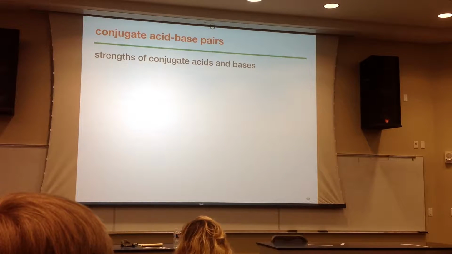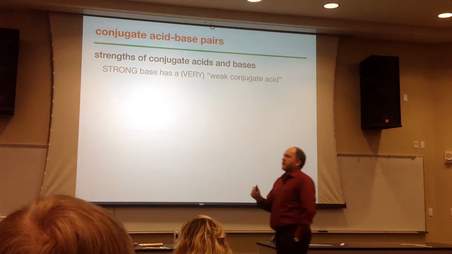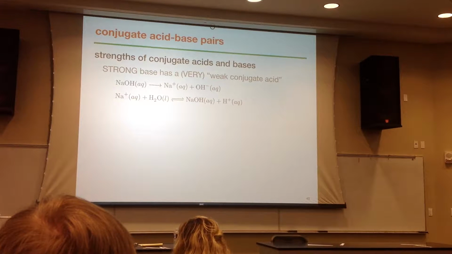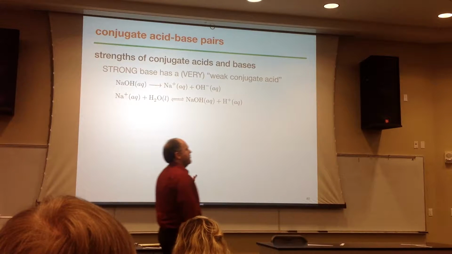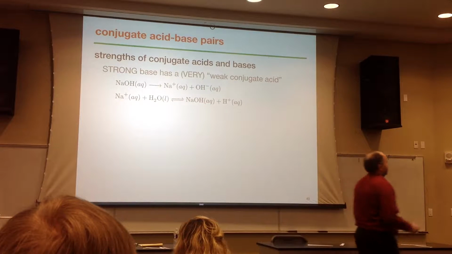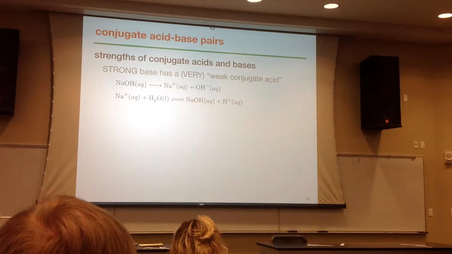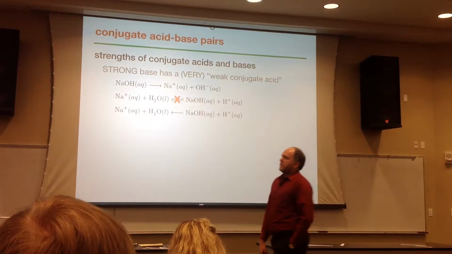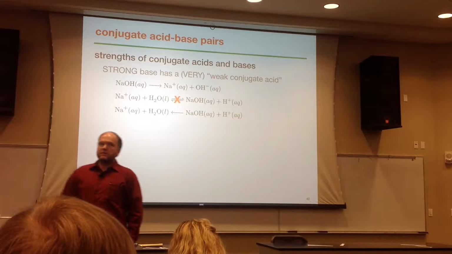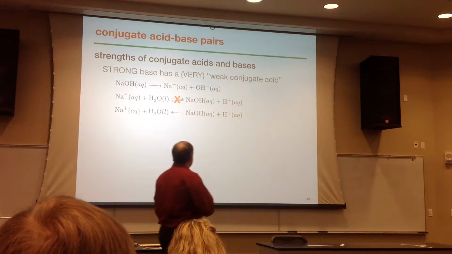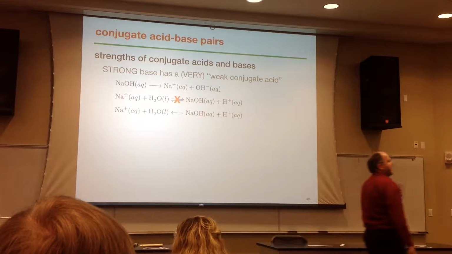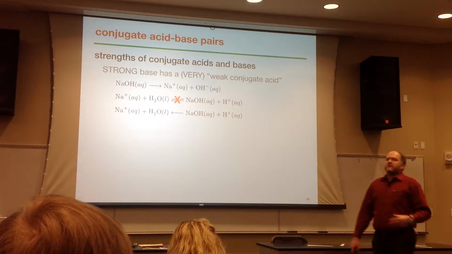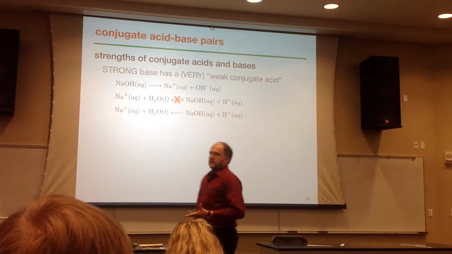All right? So, strengths of conjugate acids and bases. Strong base has a very weak conjugate acid. Sodium hydroxide gives me sodium plus hydroxide. If I try to react that backwards, react sodium with water, well, sodium is already reacted with water if I have Na plus here. Right? Na plus water does not give me sodium hydroxide plus a proton. That does not go forward. In fact, sodium hydroxide will react with a proton to give me water plus sodium ion. It only goes backwards the way I have it written here. Why? Because sodium is the cation, is the conjugate acid of a strong base. But it's a conjugate acid in definition only. It does not act like an acid.